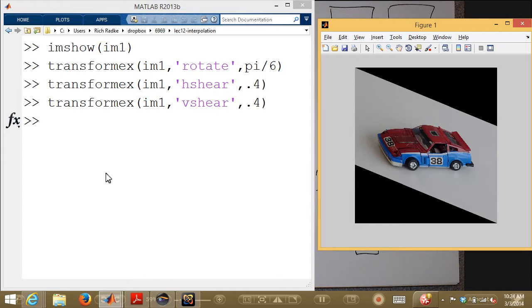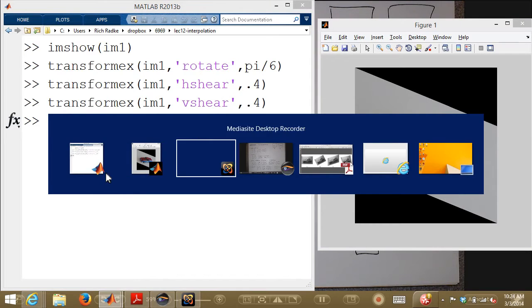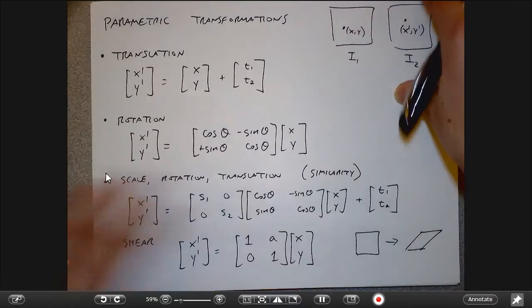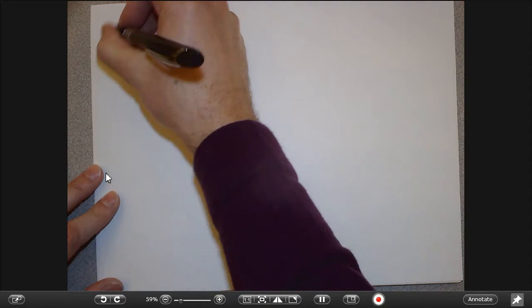If I go back to my notes here, all these things can be subsumed under what's called an affine transformation.